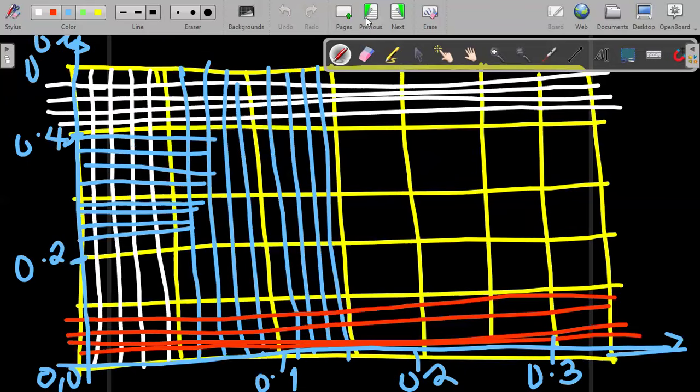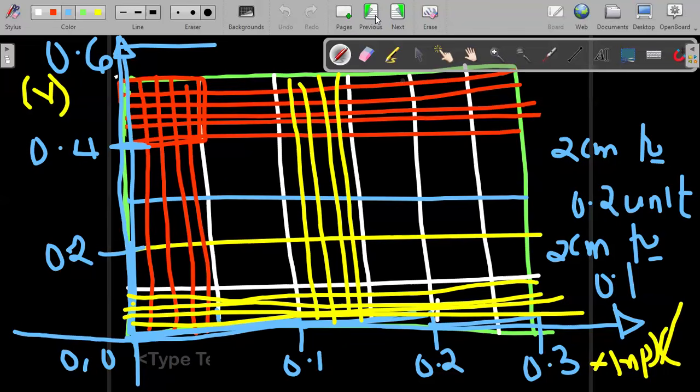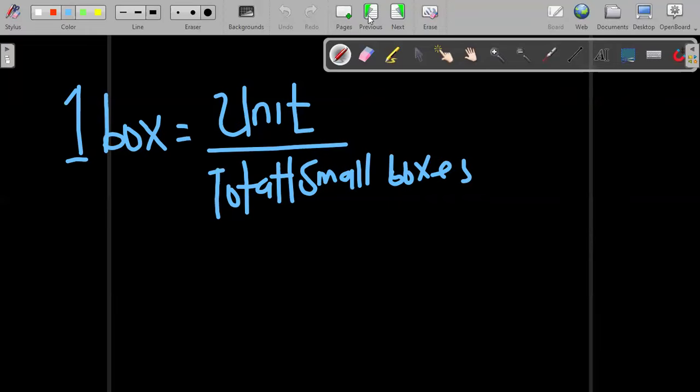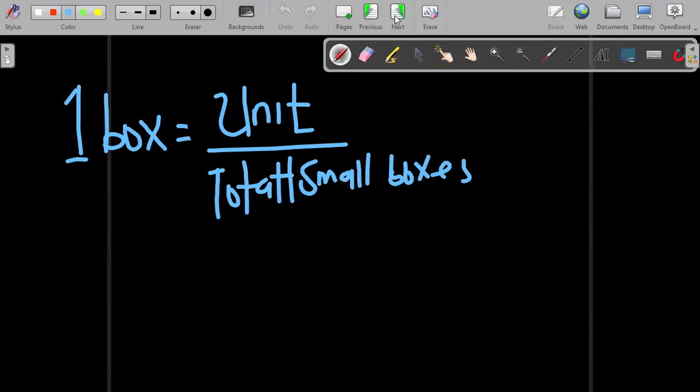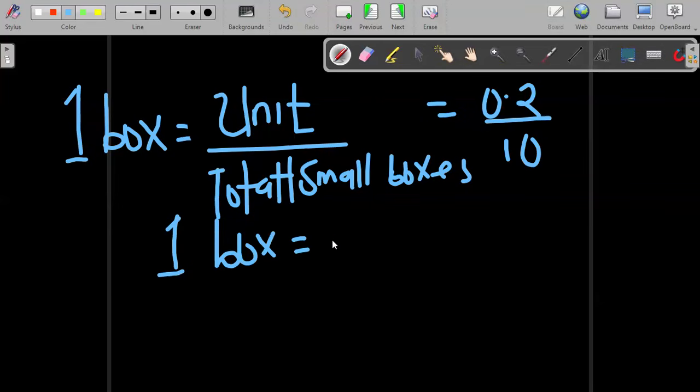So let's go. For the first one, for the vertical axis, what unit do we pick? 0.2. Is that not so? Yes, sir. So how many smaller boxes are there in that 0.2? How many smaller boxes are present there? 10, right? Yes. So it's 0.2, divided by what? 10. So one box on the vertical axis is now what? 0.02. This is for the vertical axis.